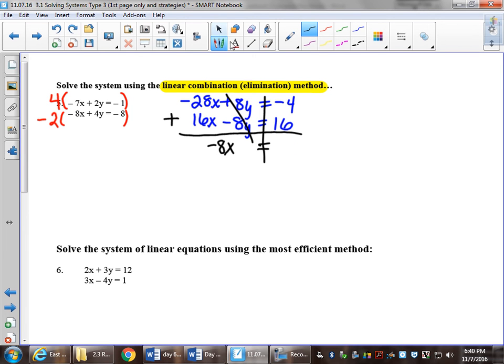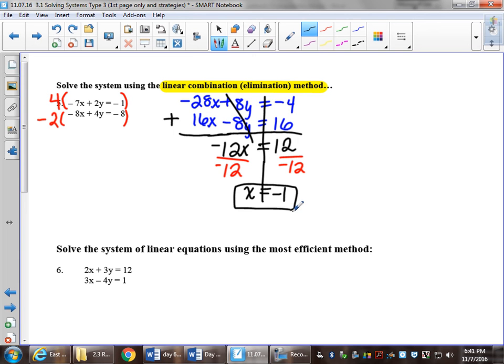Hold on, that's not right. Ms. J is tired. Negative 28x plus 16x is negative 12x equals negative 4 plus 16 is 12. We're going to divide both sides by negative 12 to finish this up. We get x equals negative 1.